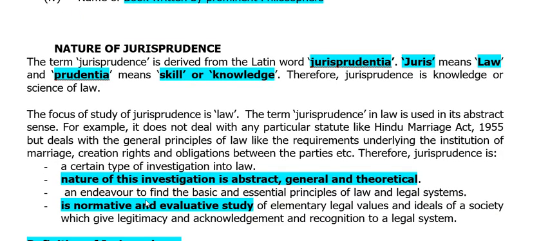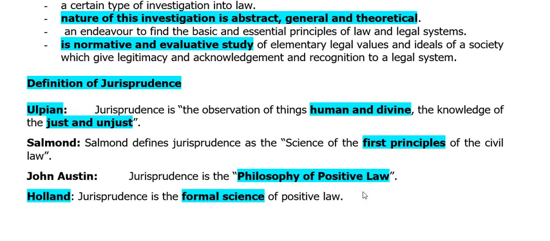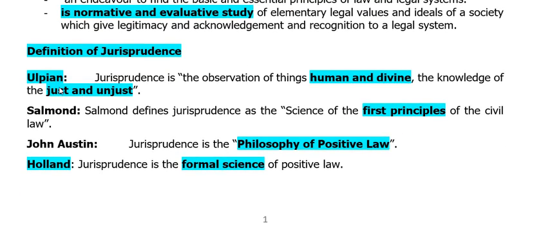The nature of jurisprudence is that it is an investigation which is abstract, general and theoretical. It is a normative and evaluative study, and it deals with elementary legal values and ideals of a society. Then the definition of jurisprudence is there.